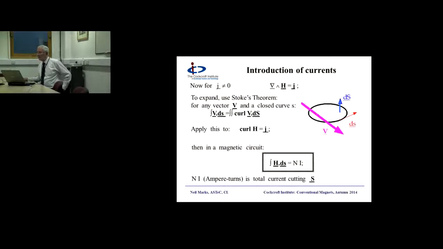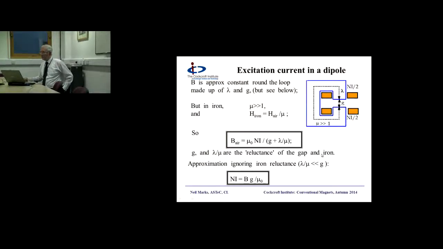So we have H dot ds is equal to the ampere turns Ni. If we integrate H dot ds around this, we've got lambda over mu, and we've got g times H equal to the ampere turns. And so we have B in the air equal to mu naught Ni over g plus lambda over mu, where g and lambda over mu are called the reluctance of the gap and the iron. That's the reluctance of the gap, and that is the reluctance of the iron.